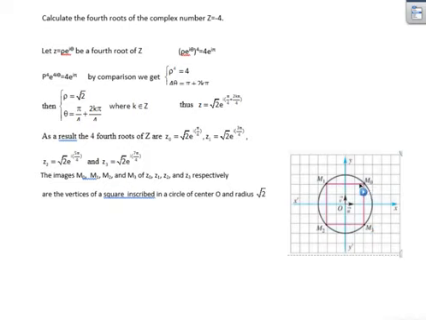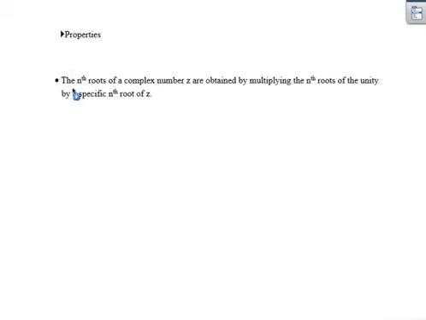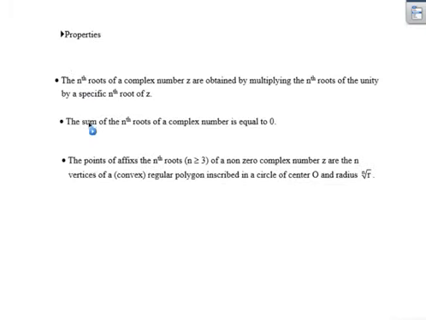To draw them, for example, M0 is the image of z0. Its exponential form is radical 2 e^(i pi over 4), meaning OM0 is radical 2 and the argument is pi over 4. Properties as written in the book.